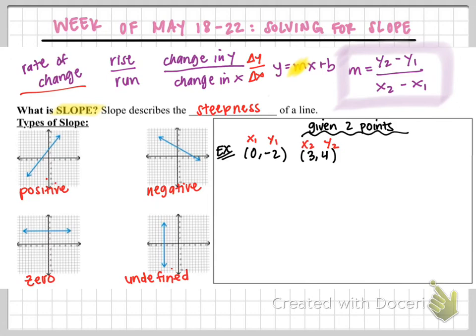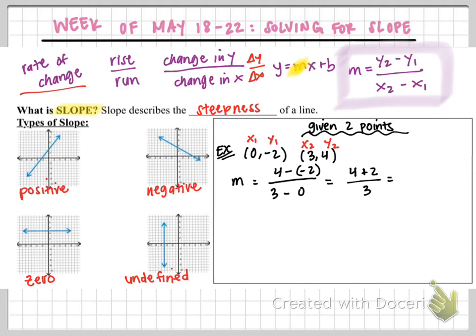All right. So I know that it's m that we're solving for. We're solving for slope equals, on the top, I have y2 minus y1. Okay, y2, that's going to be 4 minus, and then y1, -2. Okay, and then on the bottom, x2 minus x1. My x2 is 3 minus my x1 is 0. Now we just simplify. On the top, I know that negative times a negative gives me a positive. And then on the bottom, I know that 3 minus 0 gives me 3.